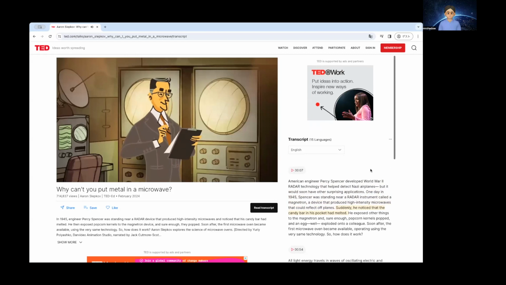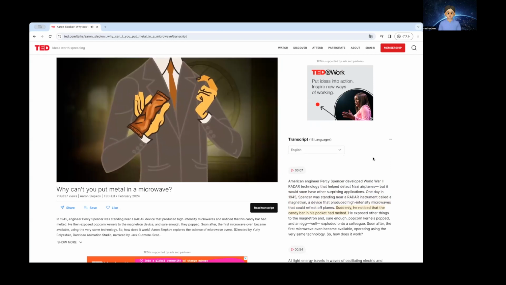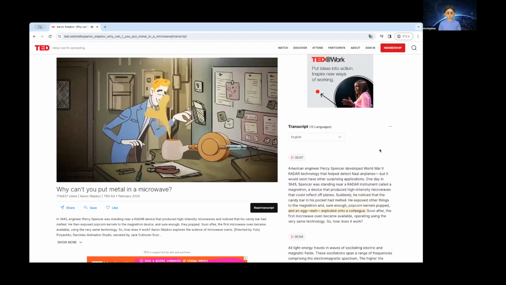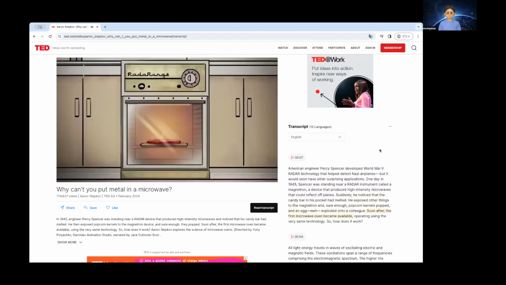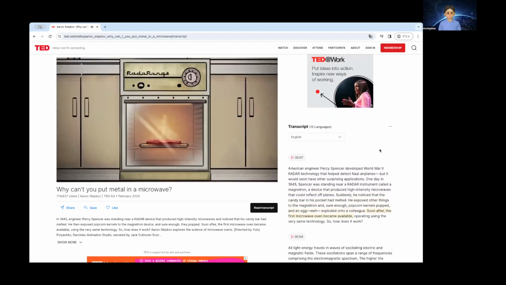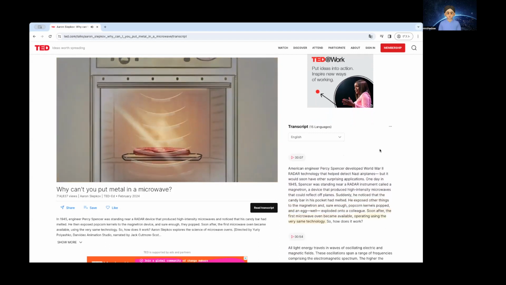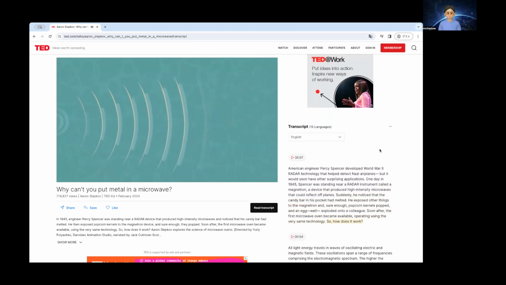Suddenly, he noticed that the candy bar in his pocket had melted. He exposed other things to the magnetron, and sure enough, popcorn kernels popped, and eggs, well, exploded onto a colleague. Soon after, the first microwave oven became available, operating using the very same technology. So, how does it work?